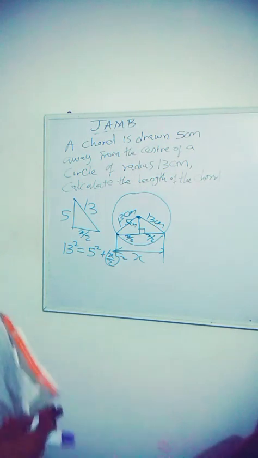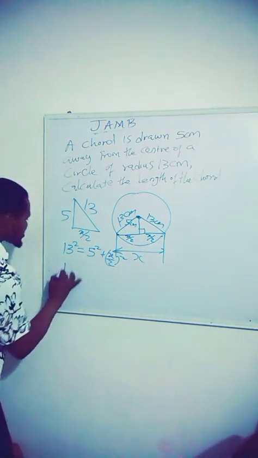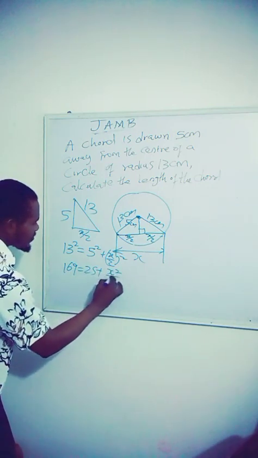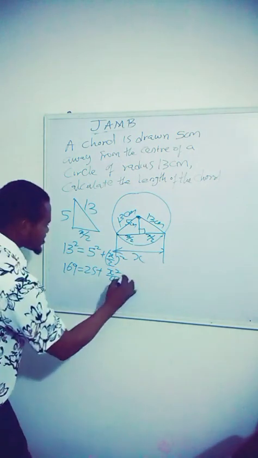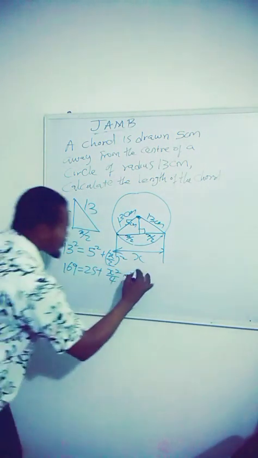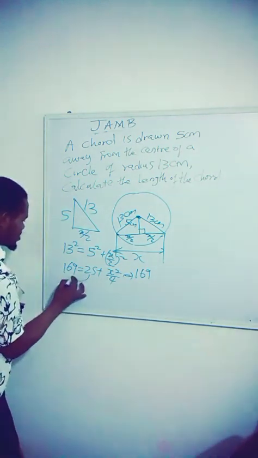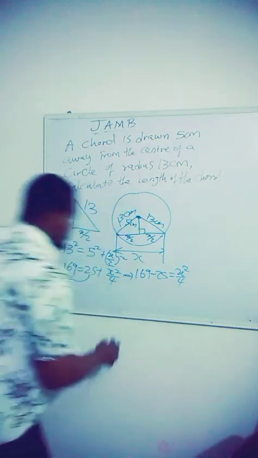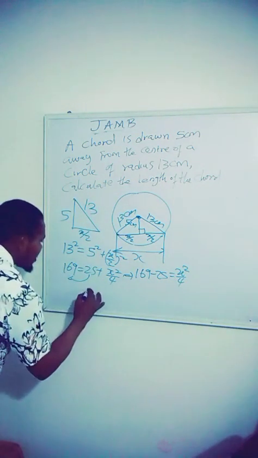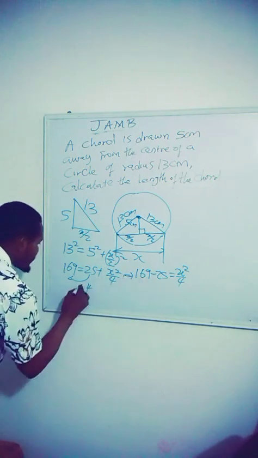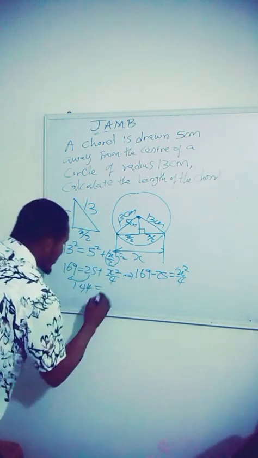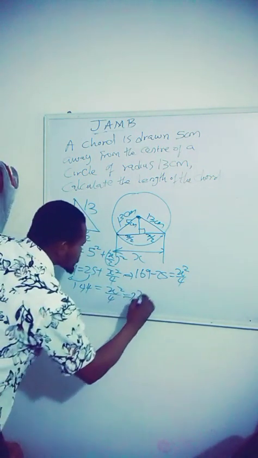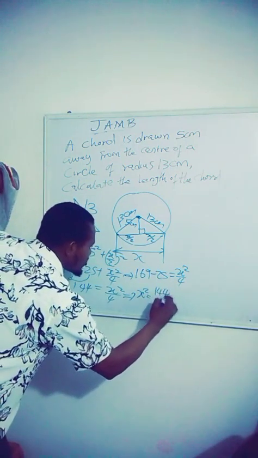So now, okay, let's solve. This is 169 equals 25 plus x squared over 4. So let's arrange. This implies that 169 minus 25, when this comes to here, is equal to x squared over 4. Then 169 minus 25 gives 144, which is equal to x squared over 4. This implies that x squared is equal to 144 multiplied by 4.